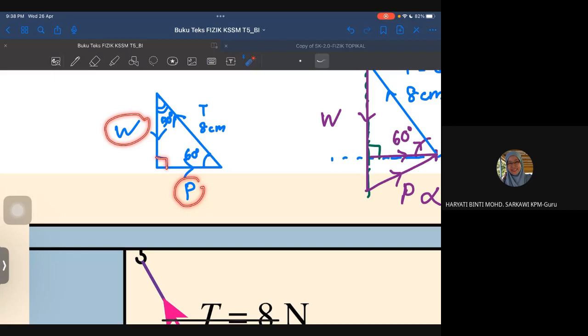Alright, so let's say this is 5 Newton. This is, let's say 4 Newton. So this is 90°. So you just draw like that. Then you just join the end of P to the initial of W. That will be your T, and you measure the length of T, refer to the scale. That will be the value of T, and then from there you can determine this angle. You can use your protractor to measure the angle.